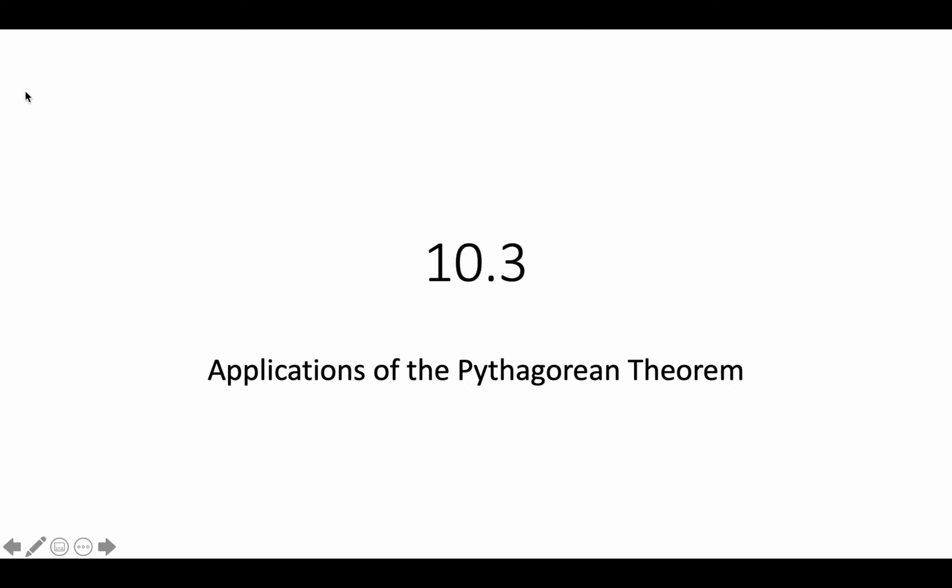Geometry students, this is 10.3. It's about applications of the Pythagorean theorem. So we're going to use the Pythagorean theorem in some situations.